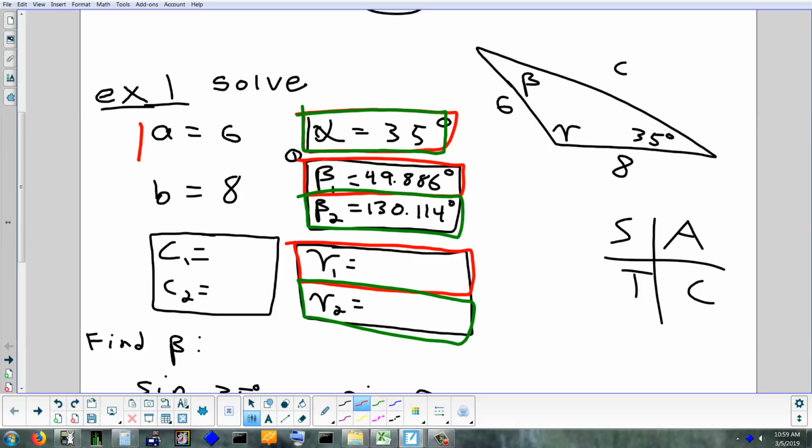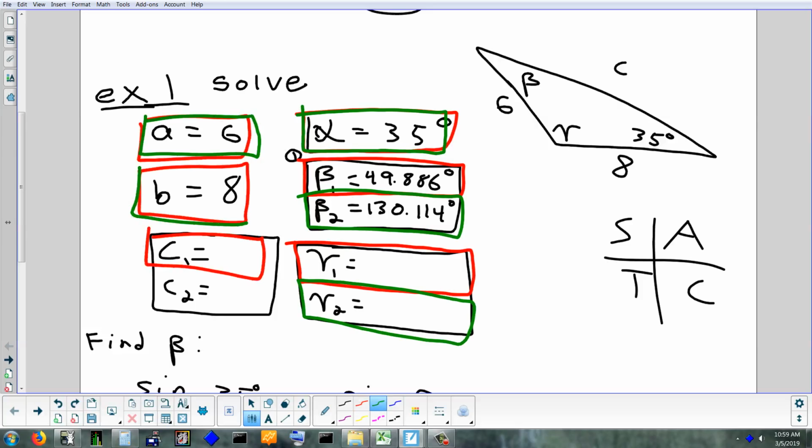Let me do the same thing for the sides. A is in the red, B is in the red, and C1 is in the red. So there should now be 6 red boxes. 3 sides, 3 angles. Green triangle. A is in the green, B is in the green, C2 is in the green. There should now be 6 green boxes. 3 sides, 3 angles. A and B are shared sides. They would be in both triangles if you were actually going to draw these out separate.